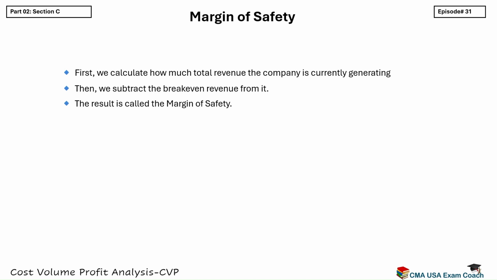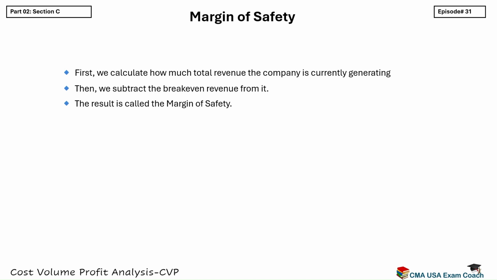Margin of safety simply tells us how much sales can drop before the company reaches the break-even point. In other words, it shows us how much sales revenue we are earning over and above the break-even revenue. This is a very useful measure to understand the risk level of the business. Let's put it this way. First, we calculate how much total revenue the company is currently generating. Then we subtract the break-even revenue from it. The result is called the margin of safety.